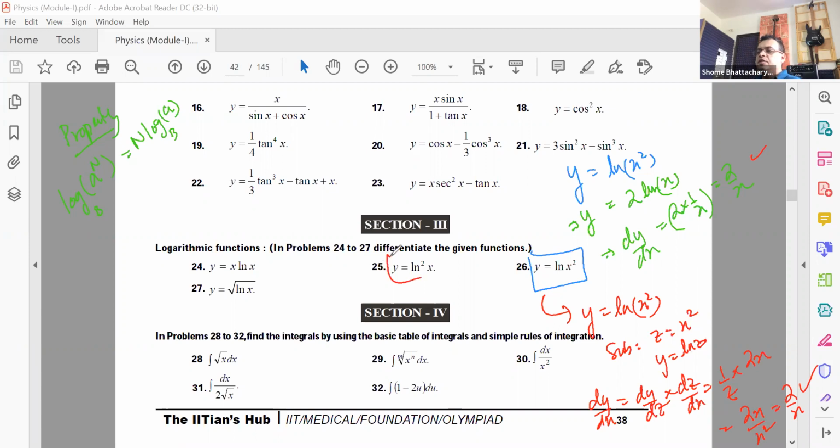Whereas this thing is different. This is ln x whole square. So here also you have to use chain rule, but you will have to take this as z square, where z is equal to ln x. So three variations of composite functions using the ln operator. Okay, so I hope these are clear.